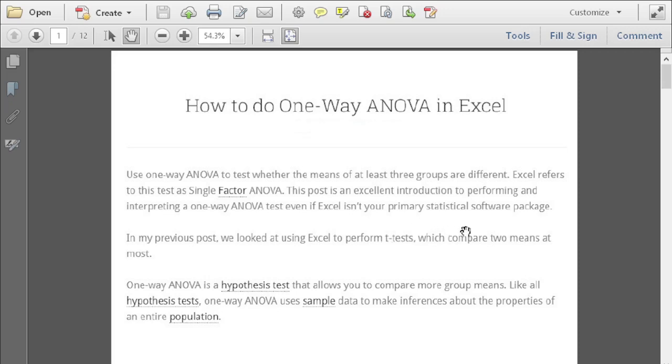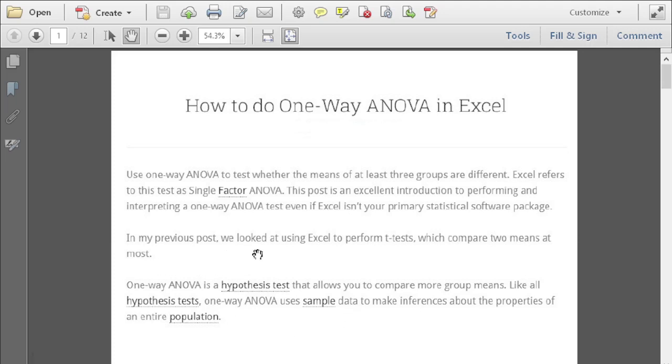This post is an excellent introduction to performing and interpreting a one-way ANOVA test, even if Excel isn't the primary statistical software package. For this video, I'm just going to discuss this PDF, and I'm going to demonstrate the ANOVA using Microsoft Excel on my next video. So for now, let's just talk about this one. If you did finish reading this PDF, good. And if you haven't, just keep on watching.